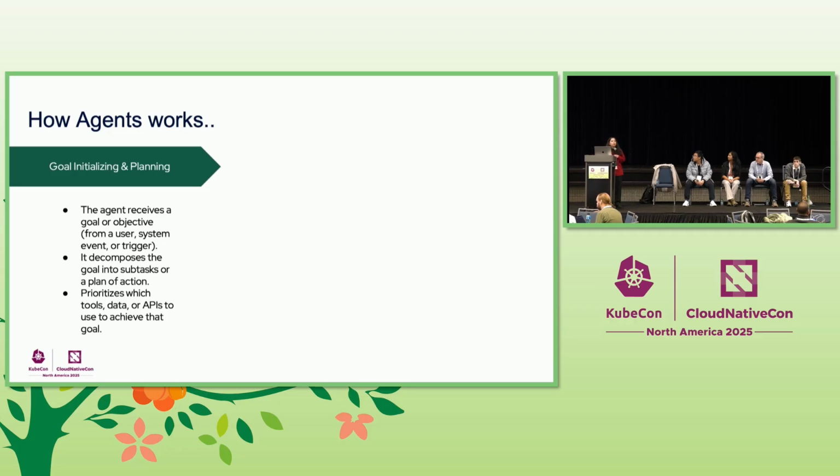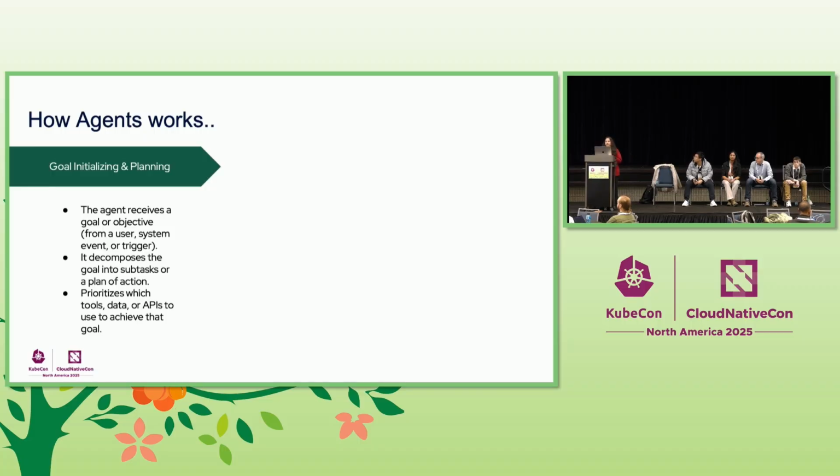So let's look at how they work. And you'll be very surprised that they work less like a machine and more like a human. There are 3 stages that I'll walk you through, and you will be more and more convinced that, well, is this a machine or is this an agent? Is this a human? The first stage is goal initialization and planning.